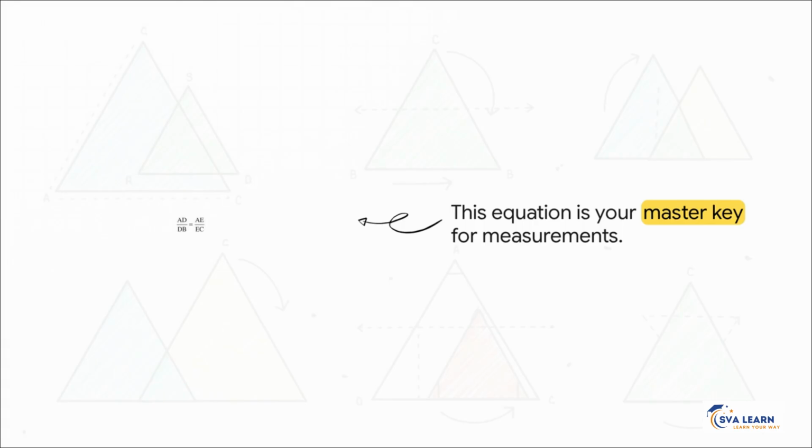And for us, the crucial takeaway is this massively powerful algebraic equation. AD over DB equals AE over EC. Anytime you see that parallel line inside a triangle, you can instantly set up this perfect balancing ratio to solve for missing measurements. If you know 3 of these pieces, you can easily use basic algebra to find the 4th. This equation is your master key. It's like a perfectly balanced scale. Whatever happens proportionally to the left side absolutely must happen proportionally to the right side.